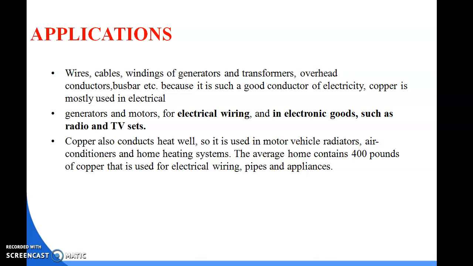Copper also conducts heat well, so it is used in motor vehicle radiators, air conditioners, and home heating systems. The average home contains 400 pounds of copper that is used in electrical wiring, pipes, and appliances. That means you are using about 400 pounds of copper for the electrical wiring in your home.